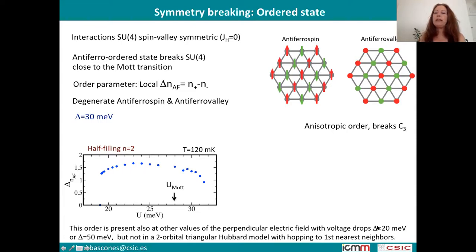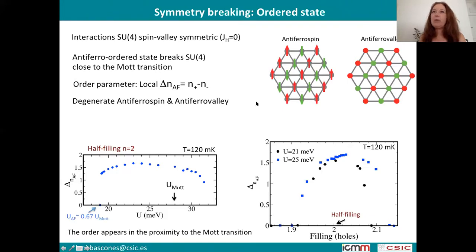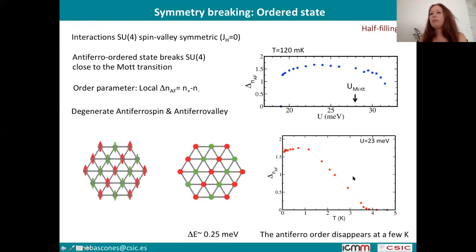We find this order at other values of the electric field, but not if we just consider a simple 2-orbital triangular Hubbard model with hopping to first neighbors. So this state seems to be very much linked to the Mott transition, not just the interaction, but also we find it's only very close to half-filling. And it seems to survive up to temperatures of the order of 3 Kelvin, which is consistent with the difference in energies that we find.